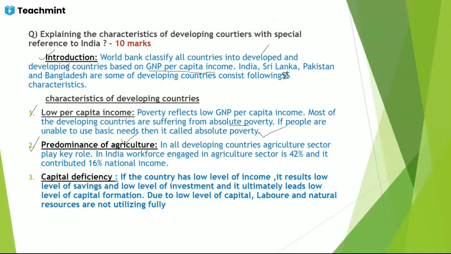In India, the workforce engaged in agriculture is 42%. That means out of 100 members, 42 members are working in agriculture. It is less than 5% in developed countries, but in India, 42%. And it contributes only 16% to national income. That means if our country gets 100 rupees, only 16 rupees come from agriculture, but 42% of people are working in it. So this is not good.